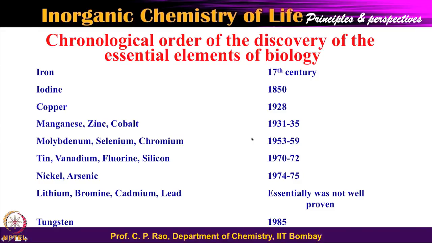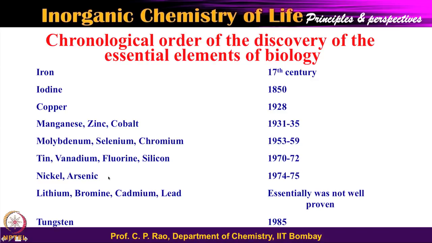So many ions have been added, one after the other. Molybdenum then comes in the 50s to 60s, along with selenium and chromium. Some of them may look puzzling to you, because you may think that some of these ions are toxic. I will explain that as well. And some more ions were identified at a later stage, in the early 70s, like tin, vanadium, fluorine, silicon, etc., and a bit later nickel and arsenic. You may say that arsenic is poisonous.